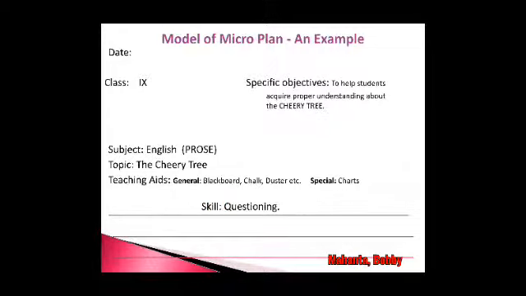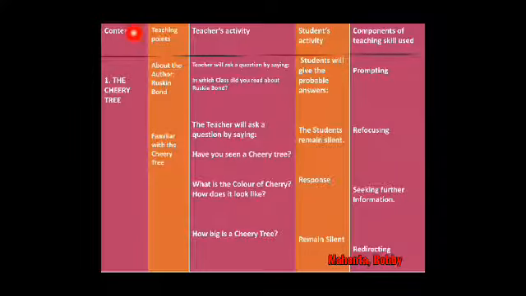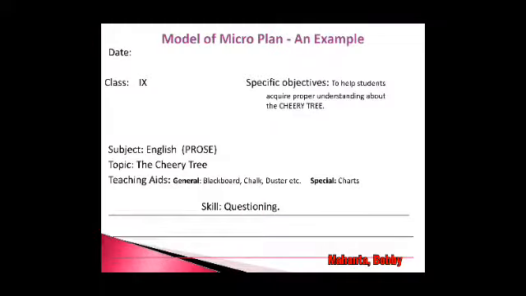Clear? The next part is you have to divide it into these ways, wherein you have to mention the content, one part, the teaching points, teacher's activity, student's activity, and the components of teaching skills. Now, which teaching skill we are using? We are using the questioning part, okay?